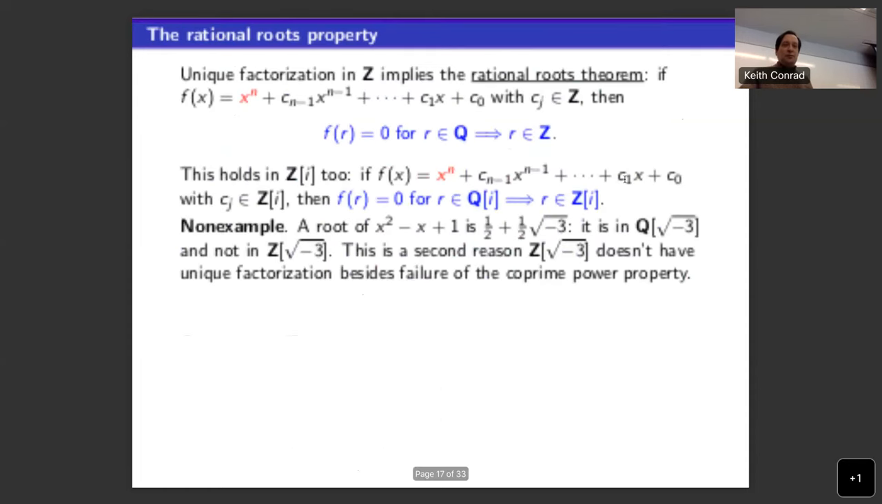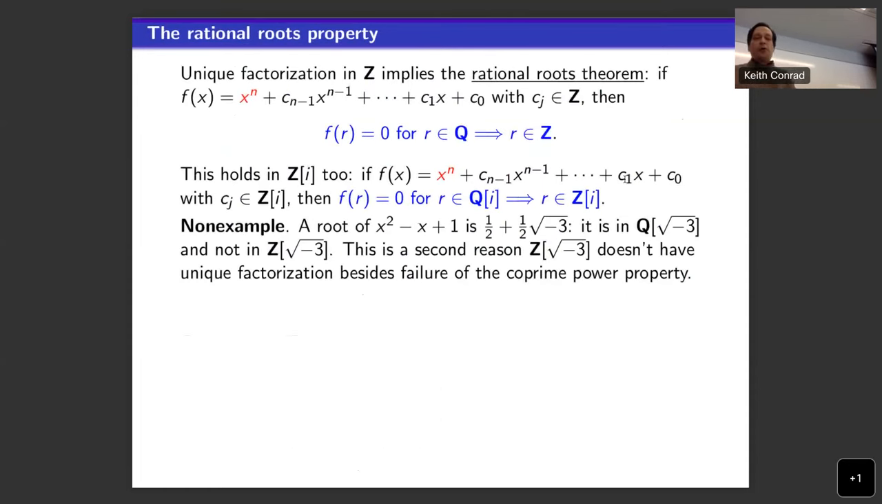All right, so, besides the coprime power property, which was a consequence of unique factorization and its failure would highlight that something cannot have unique factorization, there's another really important, maybe more important consequence of unique factorization, which I'll call the rational roots property. So the rational roots theorem would say in the integers that if you have a monic polynomial with integer coefficients, any rational root must be an integer. The proof of this uses unique factorization, being able to write ratios in reduced form.